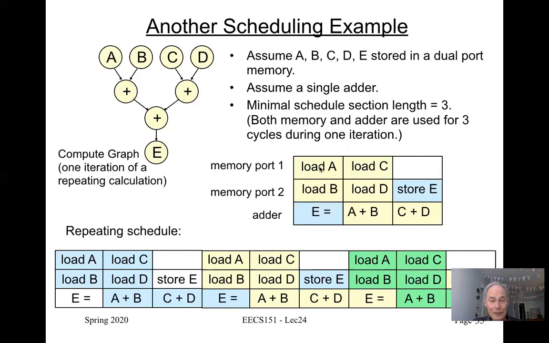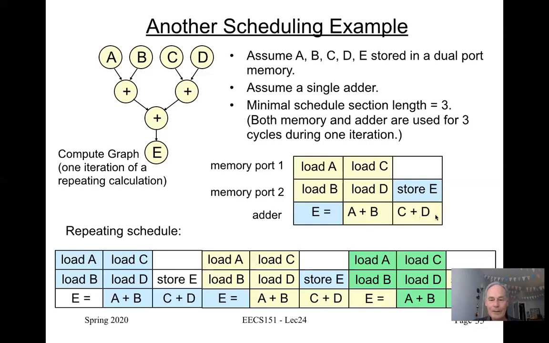So here, first cycle, we can use memory port 1 for loading A and memory port 2 for loading B. Then the next clock cycle, we can do this part, load C and D. And at the same time, since we have A and B in their registers, we can form their sum. So this add can take place here, and then this add takes place here.